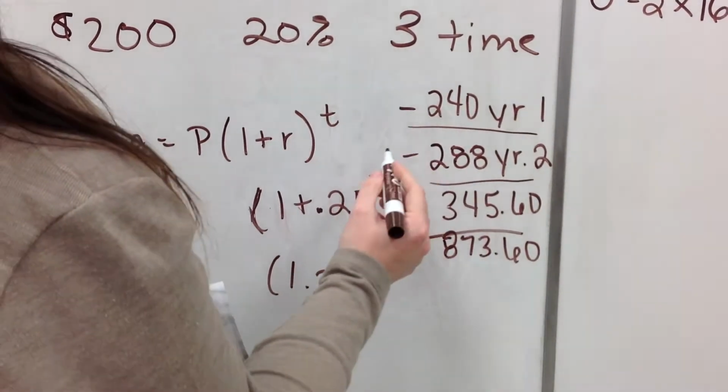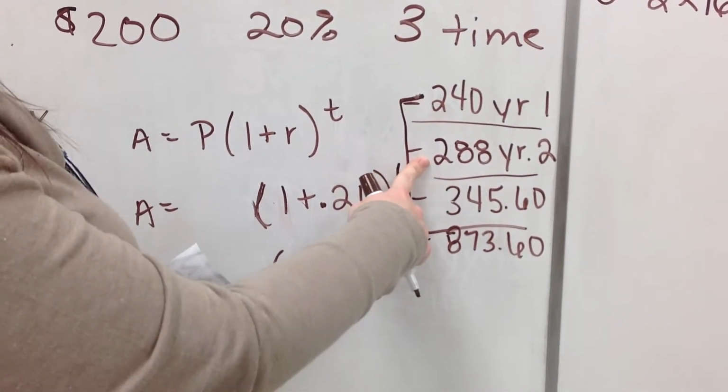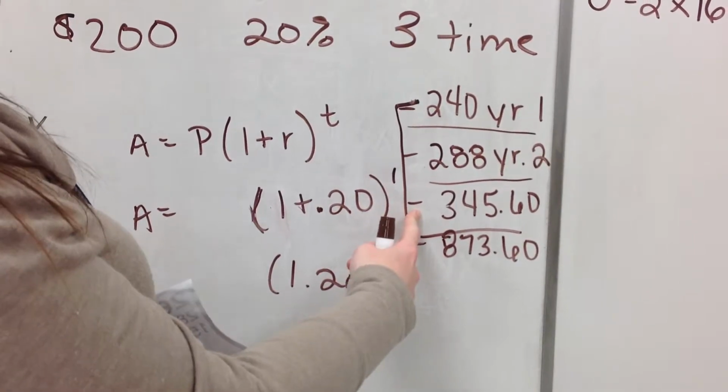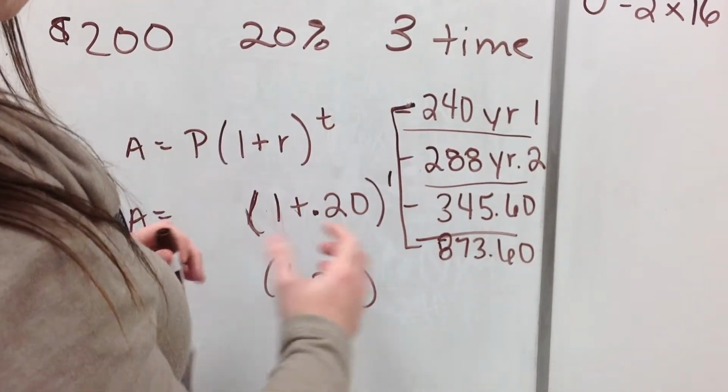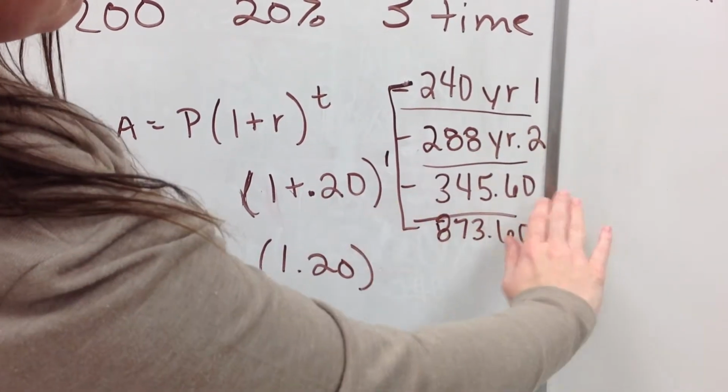If you're figuring out the compound interest, what you're doing is she earned $240 this year. She earned $288 the second year. She earned $345.60 for the third year. Because that's what she earned by itself that year, by itself that year, and by itself that year.